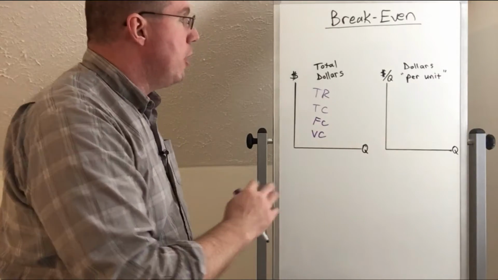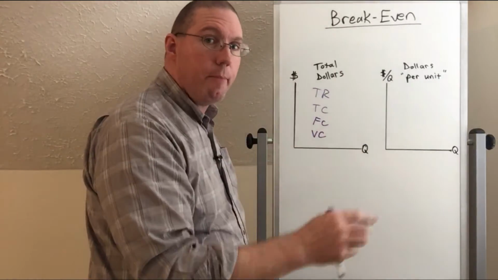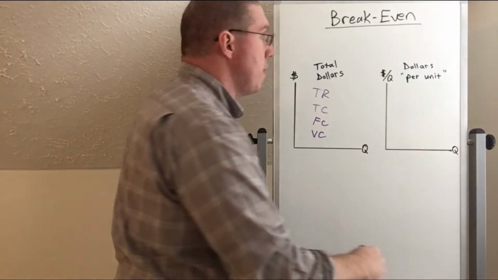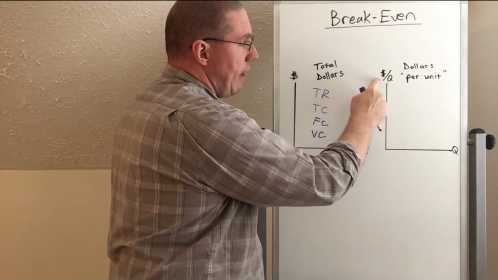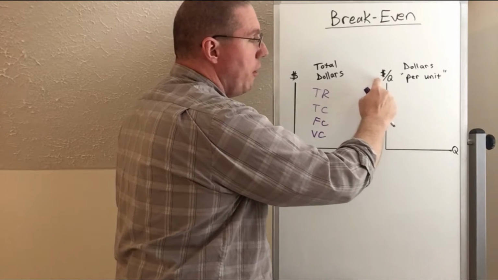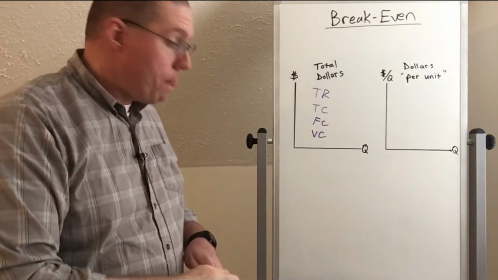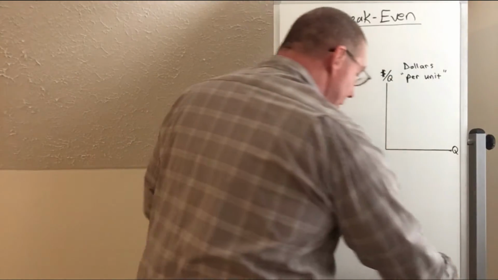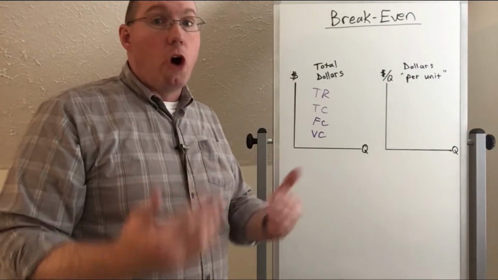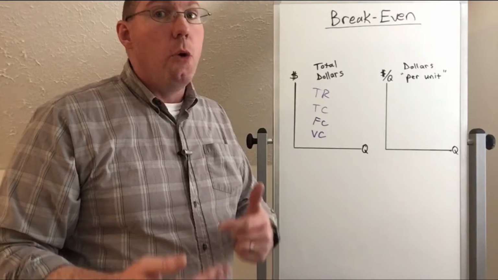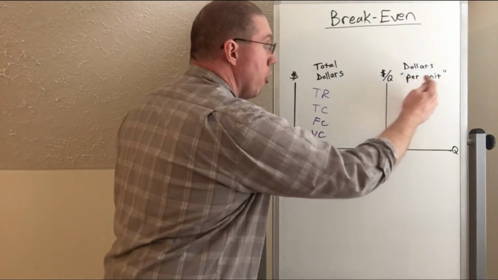But over here, the one we use more frequently in microeconomics is the dollars per unit graph. Do you see up here on the vertical axis, instead of just a dollar sign, we have dollar sign divided by quantity. That is the per unit. Now remember what happens when we divide by quantity. If we take total cost and divide it by quantity, we now have average total cost. That's total cost per unit.